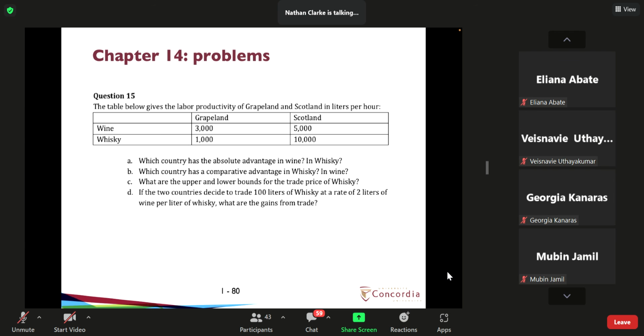So part A says which country has the absolute advantage in wine. You just look at the one with the higher production of wine.